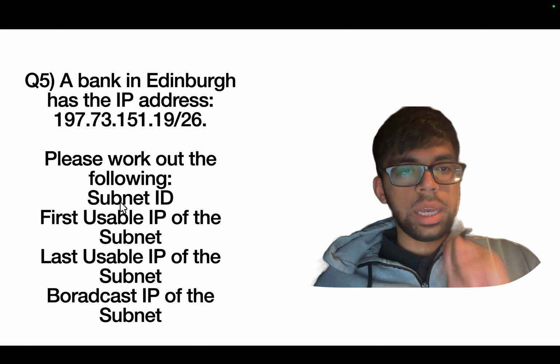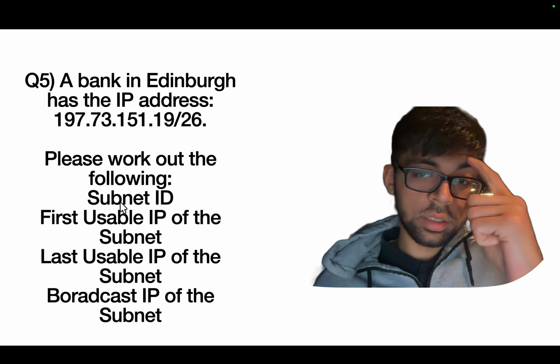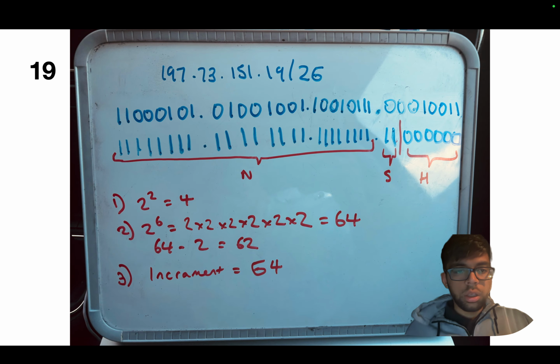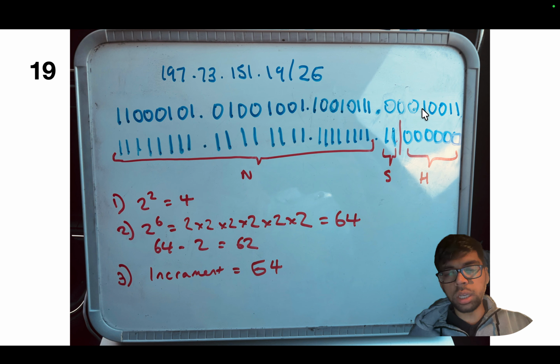Okay, the answer. There's several aspects to this question. On the whiteboard, that was one of the bank's IP addresses. That's the IP address in question, with a /26 subnet mask. Let's just write this out first. 197.73.151.19 written out in binary.